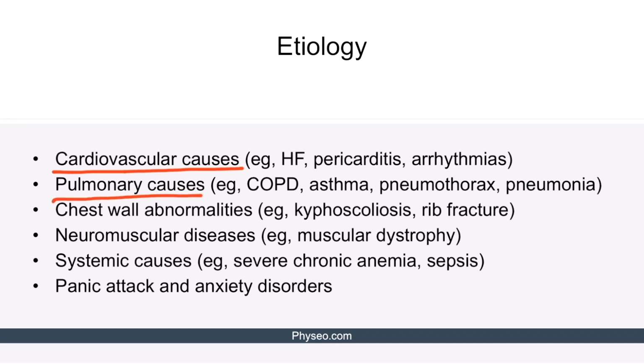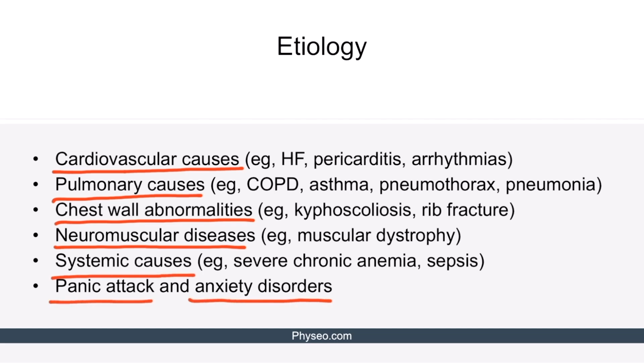Pulmonary causes include COPD, asthma, pneumonia, and pneumothorax. Another etiology of dyspnea is chest wall abnormalities like kyphoscoliosis or rib fracture. Neuromuscular diseases that weaken respiratory muscles such as muscular dystrophy are also an important cause of dyspnea. Systemic causes may include severe chronic anemia or sepsis. Finally, panic attack and anxiety disorders are also included in the etiology of dyspnea.